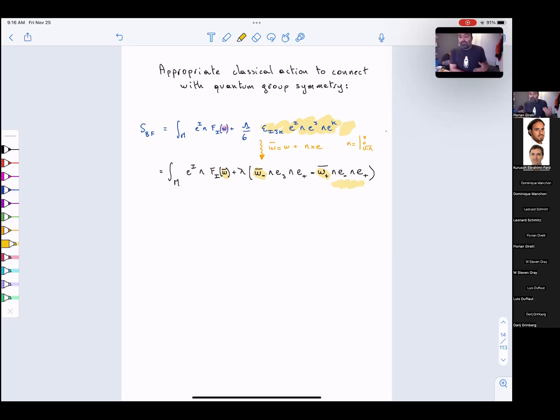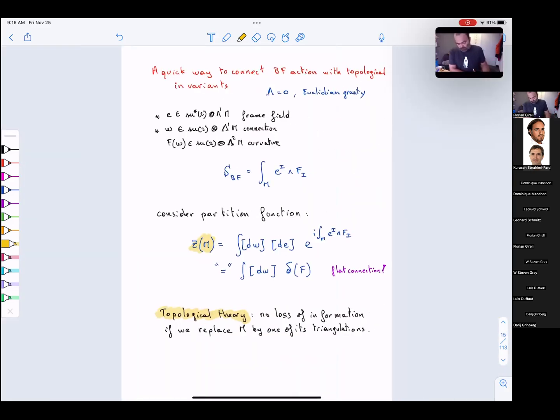Okay, so this is a quick overview of what's happening at the classical level in terms of action and so on. And I just want to emphasize that this action is actually a topological action. In fact, you can check that there are no local degrees of freedom. So this action should be related, it is related, to the Ponzano-Regge model and so on. So that's what I want to talk about now. When lambda is not zero, things are getting complicated, and that is actually the goal of what I want to do later on.